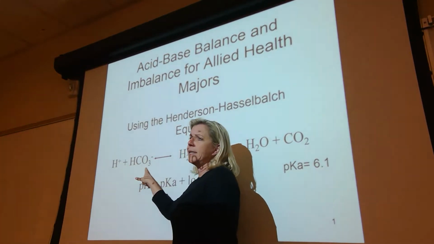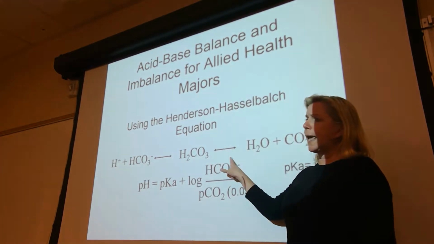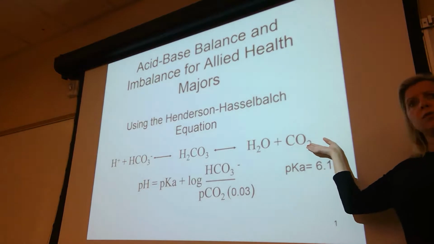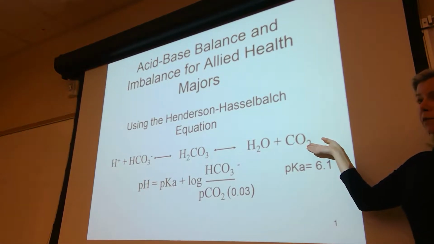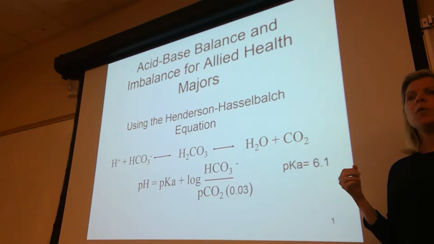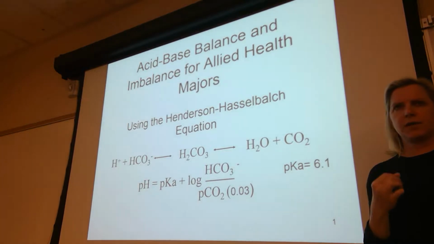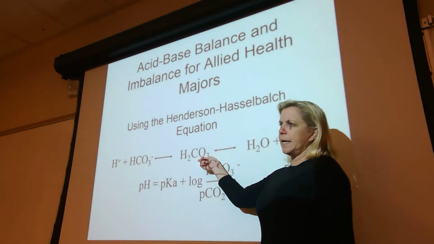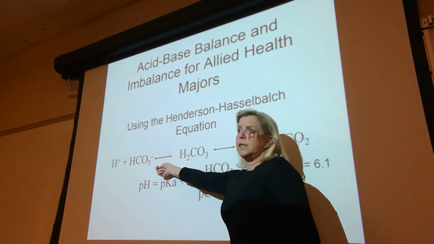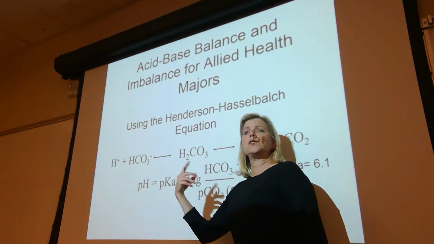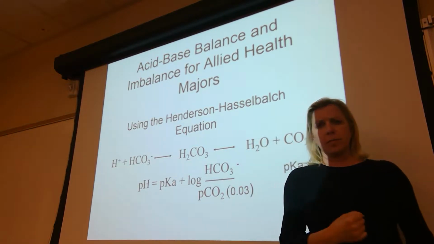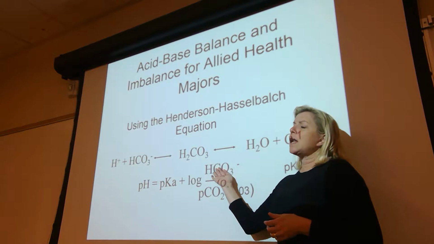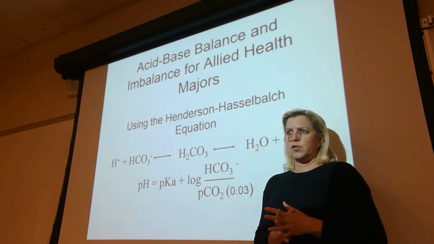Hydrogen and bicarbonate can combine to form carbonic acid. Carbonic acid can dissociate into CO2 and water. Conversely, CO2 and water, which are byproducts of cellular respiration, can form carbonic acid, which in turn can dissociate in the other direction into hydrogen and bicarbonate. This equation is another way to calculate pH.